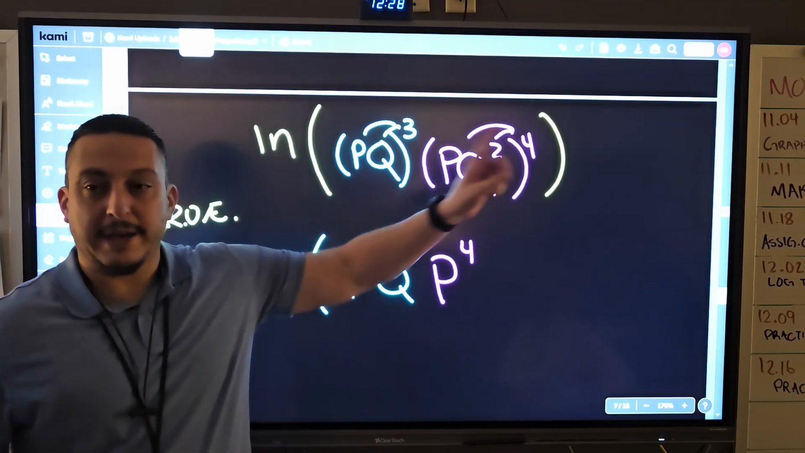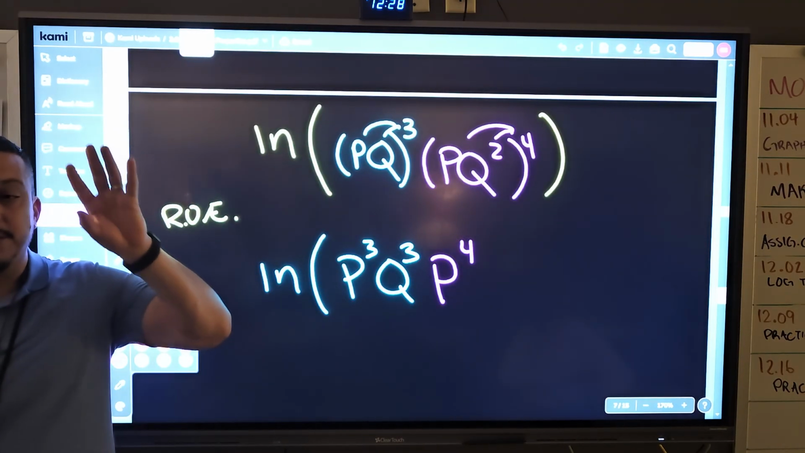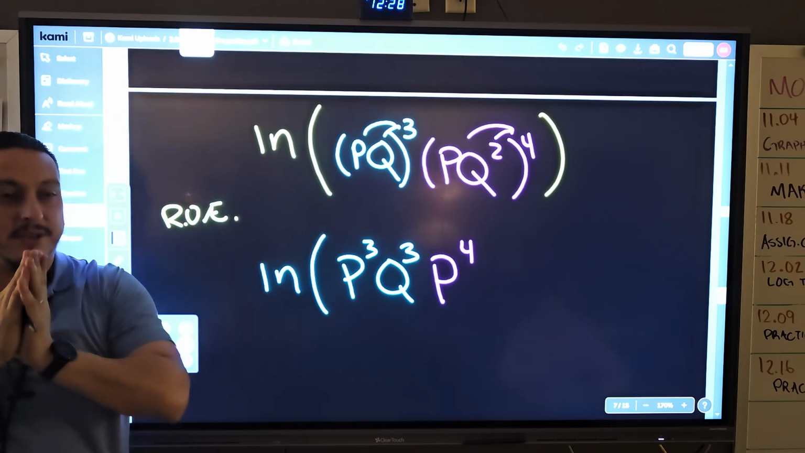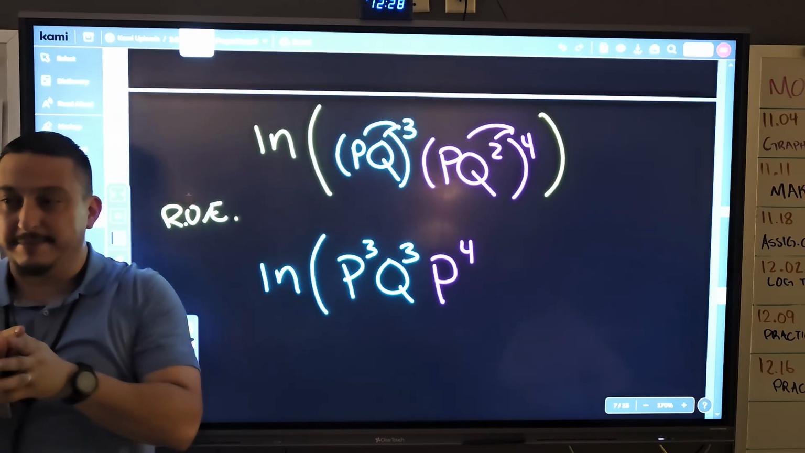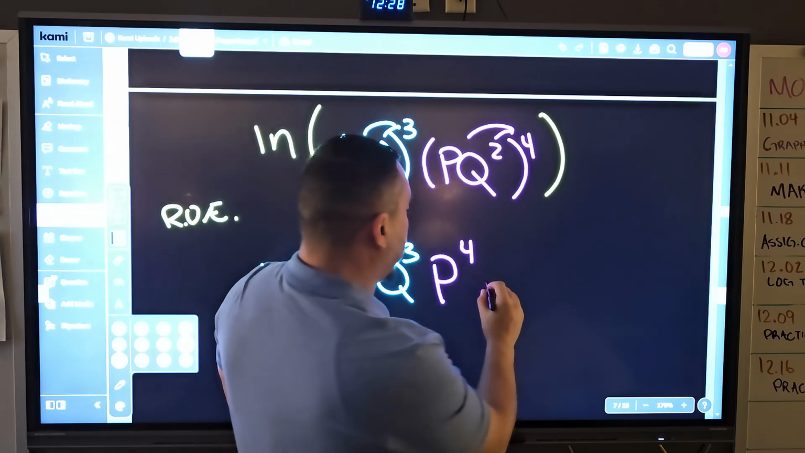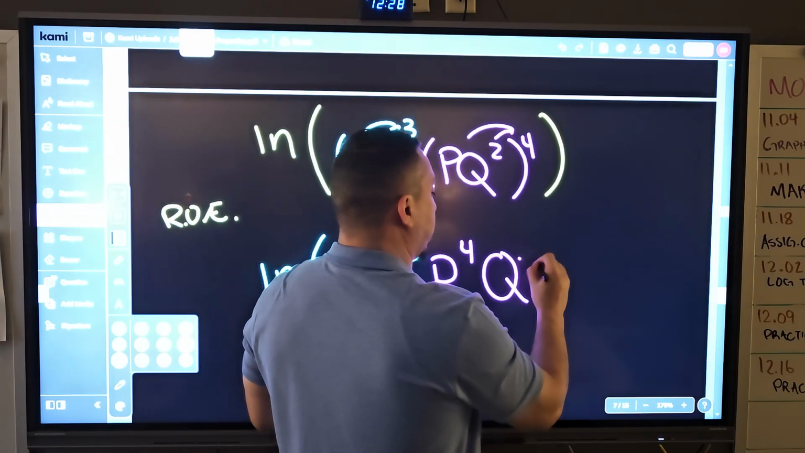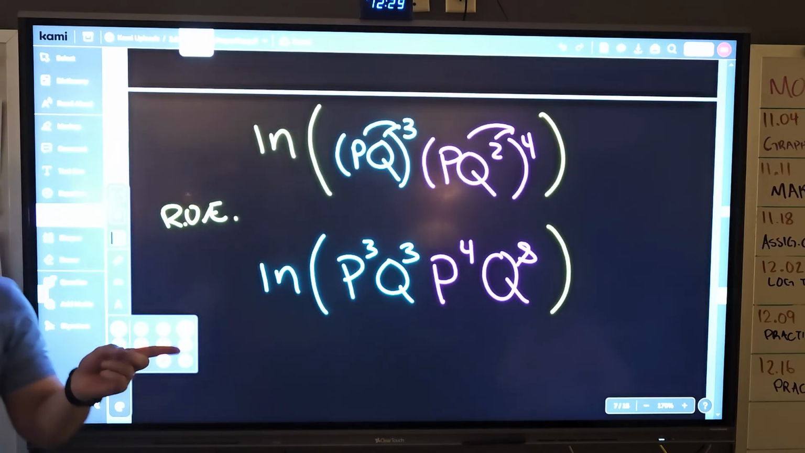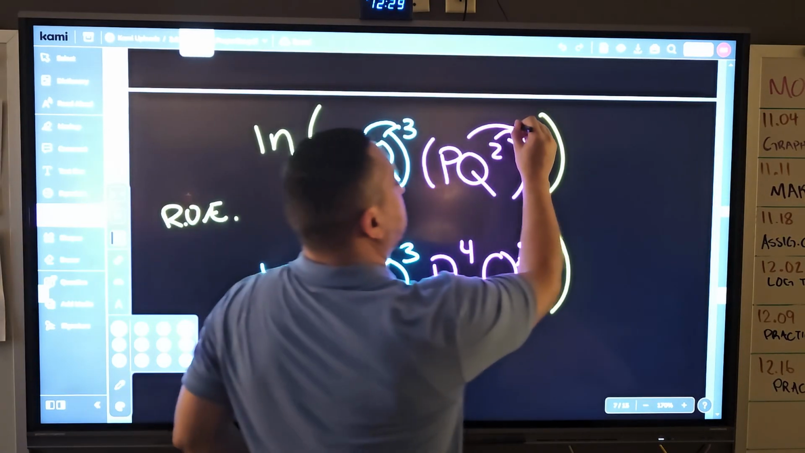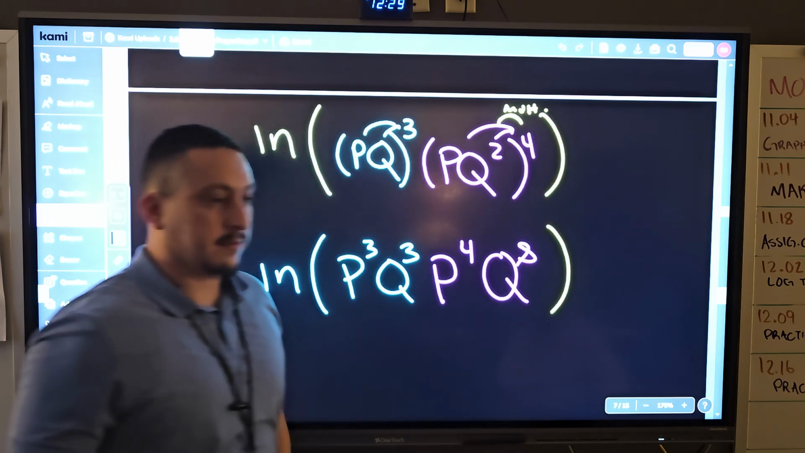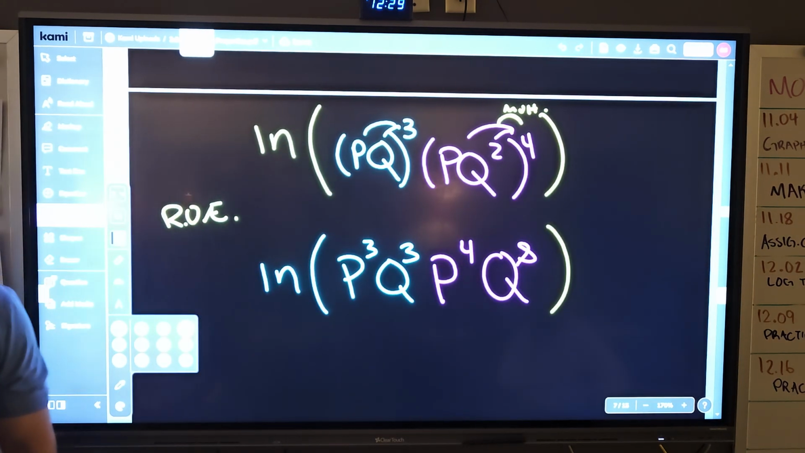Now that's one rule we haven't covered. What do you do when you have a power to a power? What do you do with the powers? Multiply them, okay? You don't add them, you multiply them. So it's 2 times 4. So Q8. Okay, a bunch of rules there, okay? So right here, when you're doing these two, you multiply. That's the rule, okay? Power to a power, multiply.